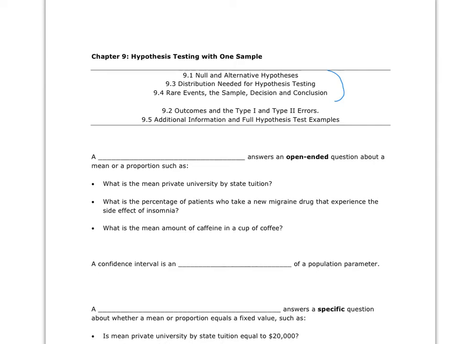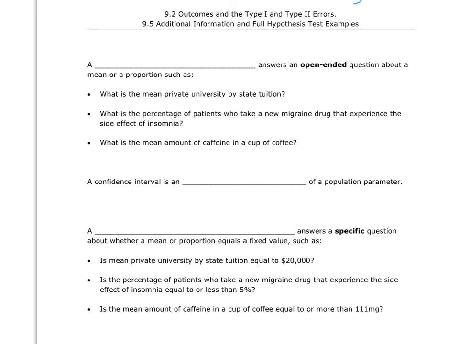We are going to start off by comparing what confidence intervals do versus what hypothesis testing does. A confidence interval, like we looked at in the last chapter, is answering an open-ended question about a mean or a proportion for our population, such as what is the mean private university by state tuition? Okay, it's an open-ended question about what the mean tuition is.